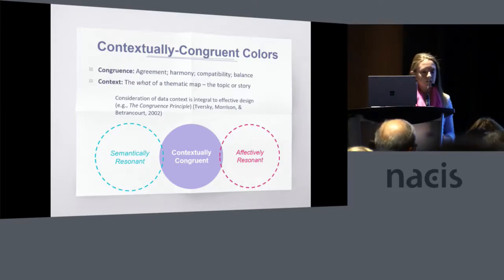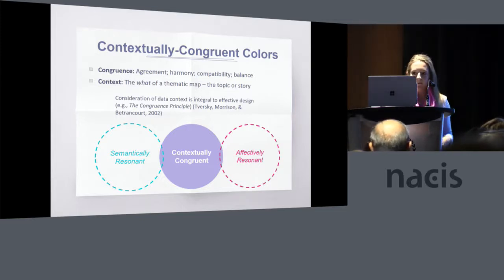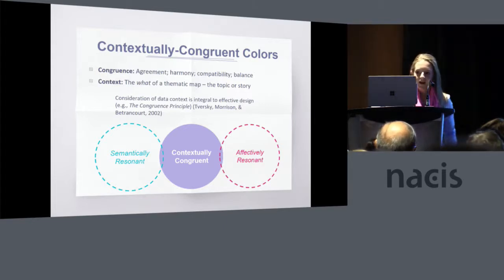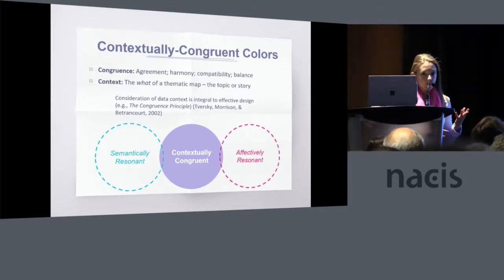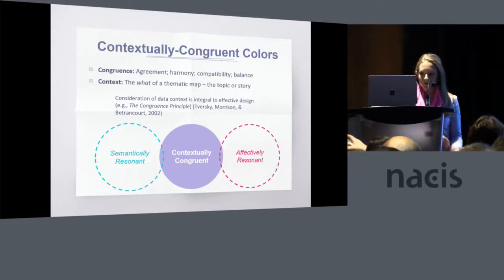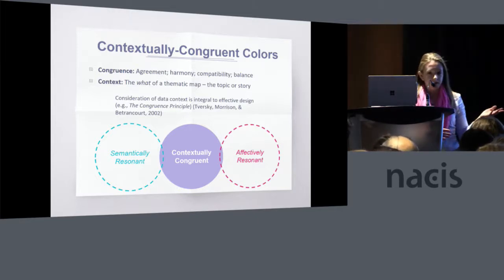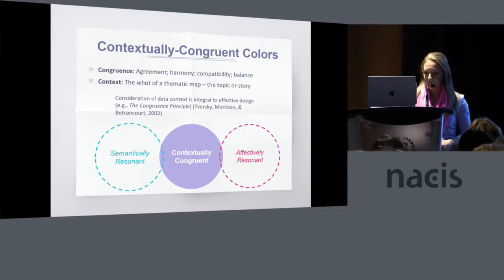So what are contextually congruent colors? Congruence is generally defined as agreement, harmony, balance, compatibility, and by context, I mean the what of a thematic map. So what's the topic? What's the story? And this can be either with regards to the individual components of a map or to the overall map as a whole. I define contextually congruent colors then as colors that are harmonious with the data context or the story being told by the map.